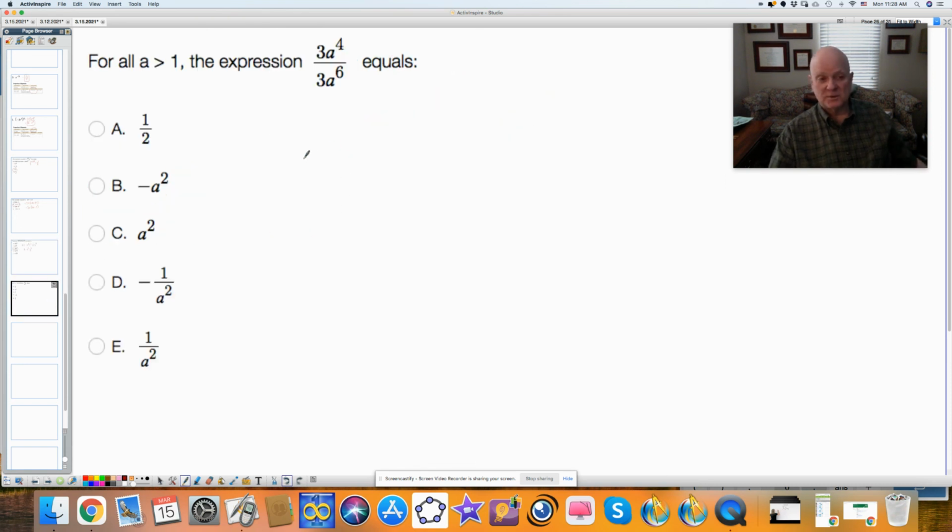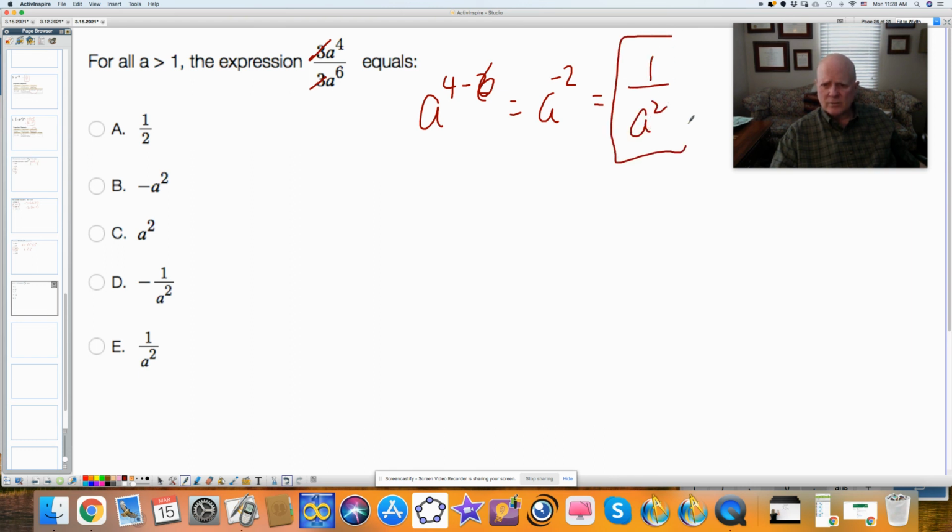And our last one, let's see, for all a's that are greater than 1, what is this equal to? 3 divided by 3 is 1. When you have the exponents, you subtract. So I have a to the 4 minus 2, minus 6, which is a to the minus 2. To make it a positive, I'll write 1 over a squared. Is that one of my answers? 1 over a squared.